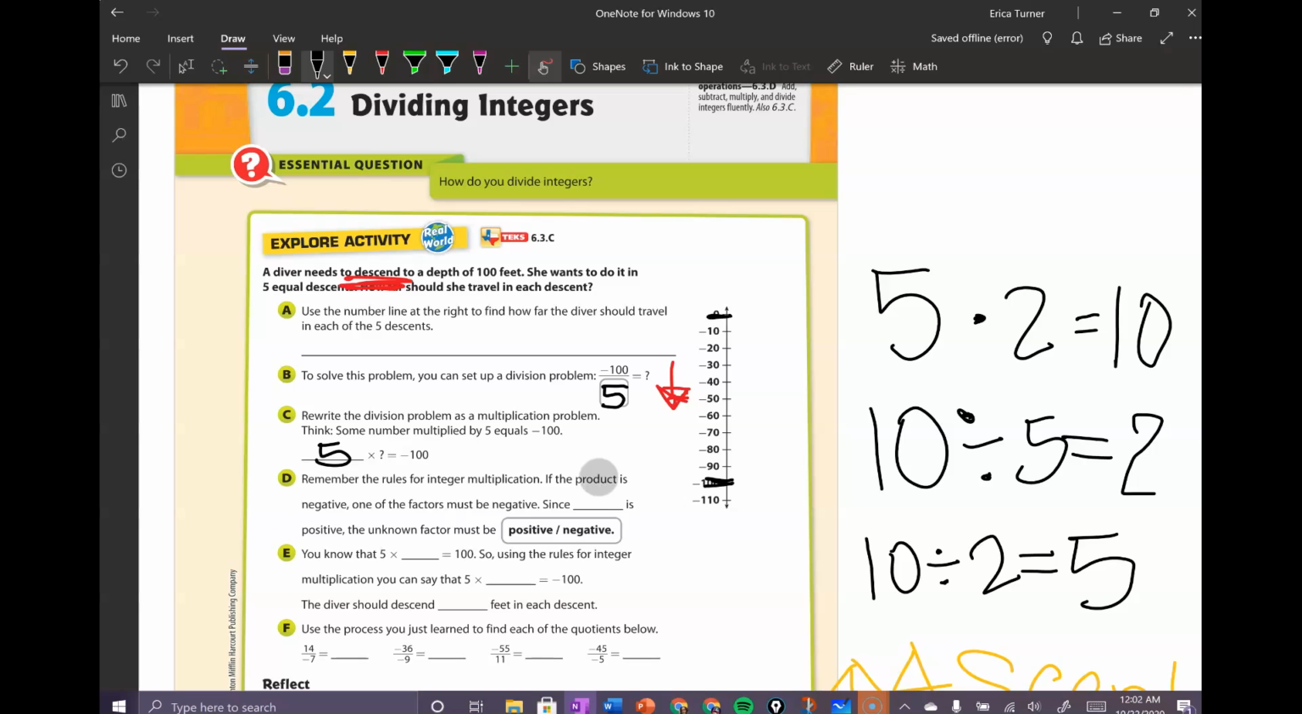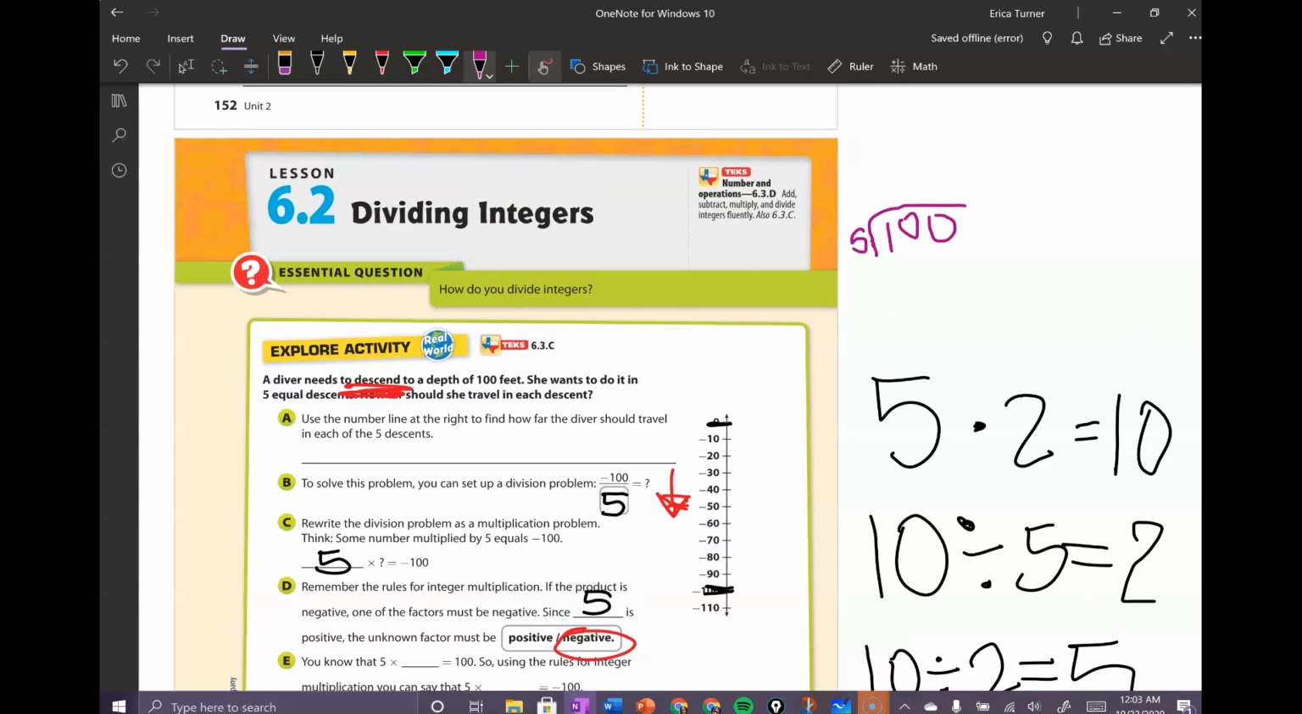Since 5 is positive, the unknown factor must be negative. So I'm going to say 100 divided by 5. So 5 can't go into 1, but it can go into 10. You can go into 10 2 times, because 5 times 2 is 10. So that leaves me with 0. Bring down my 0. Can't divide. So it goes in my quotient, which is 20.